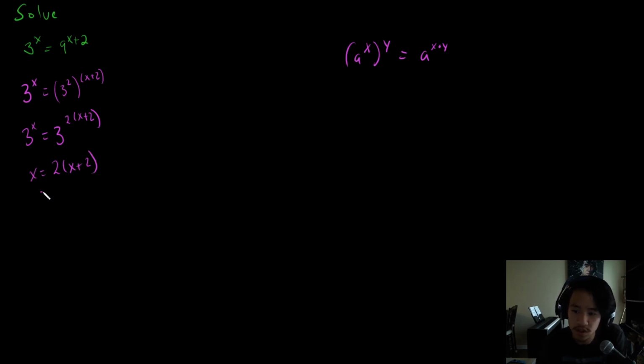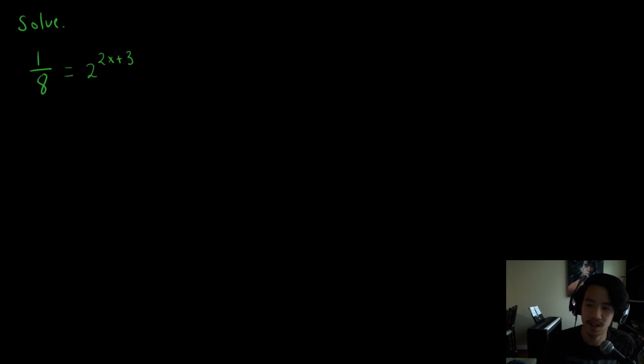So we're just going to distribute. It's going to be 2x plus 4. And now let's just get x by itself. Subtract 2x on both sides. You get negative x equals 4. So x is equal to negative 4. So that's the first question. Let's go ahead and move on to the second question.